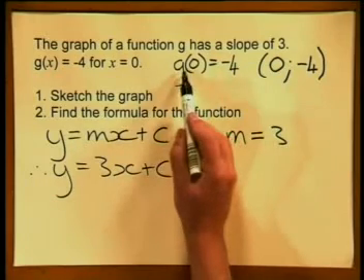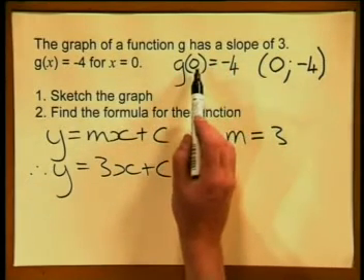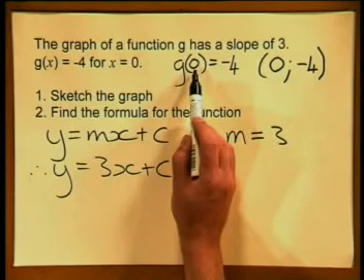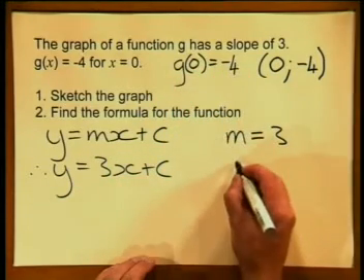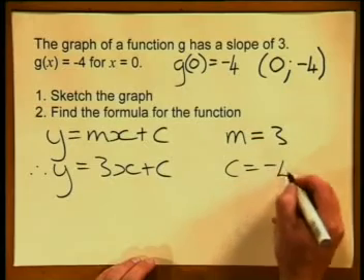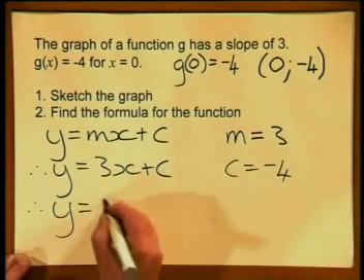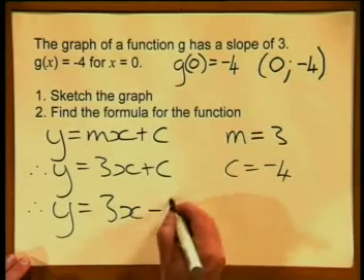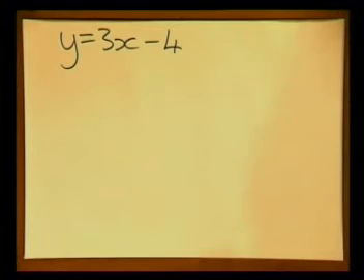And we know that g of 0 is equal to -4. And where the input value is 0, we know that the output value is the y-intercept. So we also know that c is equal to -4. Therefore, our final formula is y is equal to 3x minus 4. Now remember to always check.